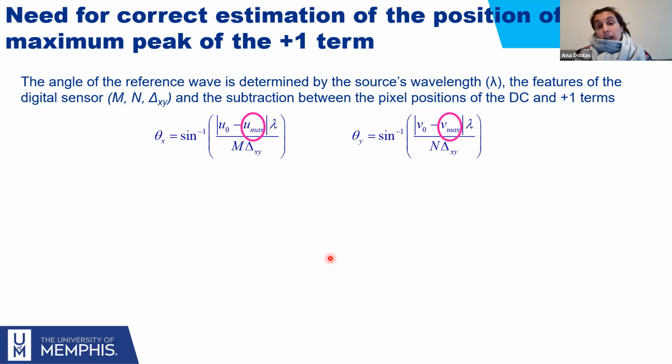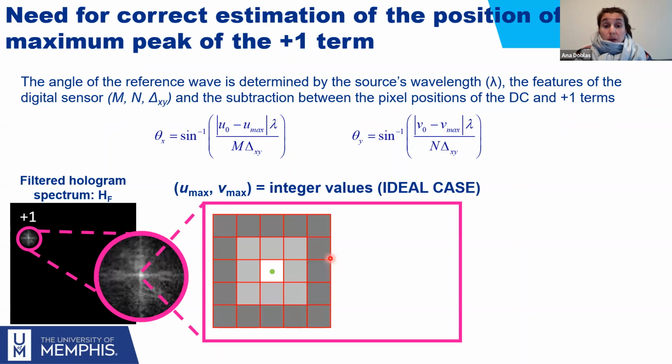But as I was saying, estimating the maximum peak of the +1 term is well known if your reference is a plane wave, but there is a problem. The ideal case that we are assuming is that the maximum peak, or the frequency of our plane wave, coincides with a pixel and with an integer value. That means it's easy to determine.